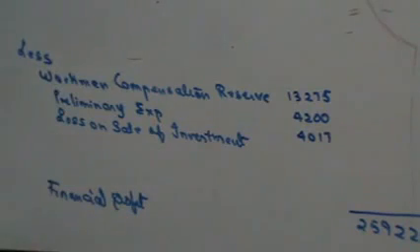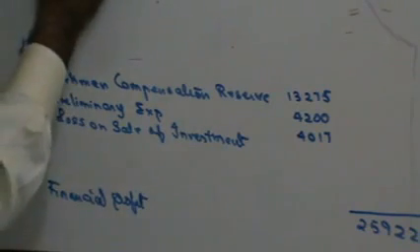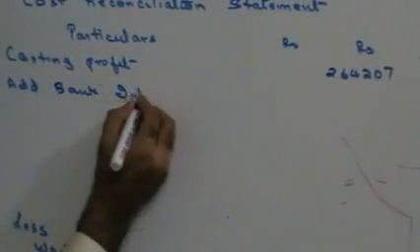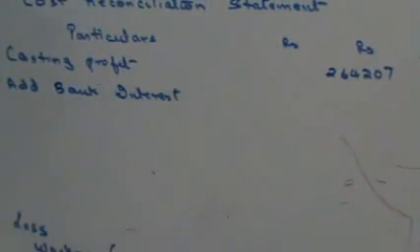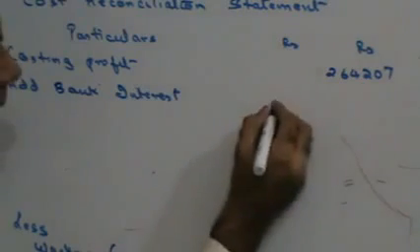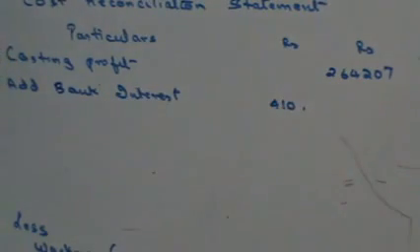Okay, now let's see the credit side. From the credit side, I did not record bank interest. Now, bank interest is there only in P&L, it is not there in cost sheet. It is less in cost sheet, but it is a credit side entry, so I will write this in more column. This is bank interest. Bank interest is 410.